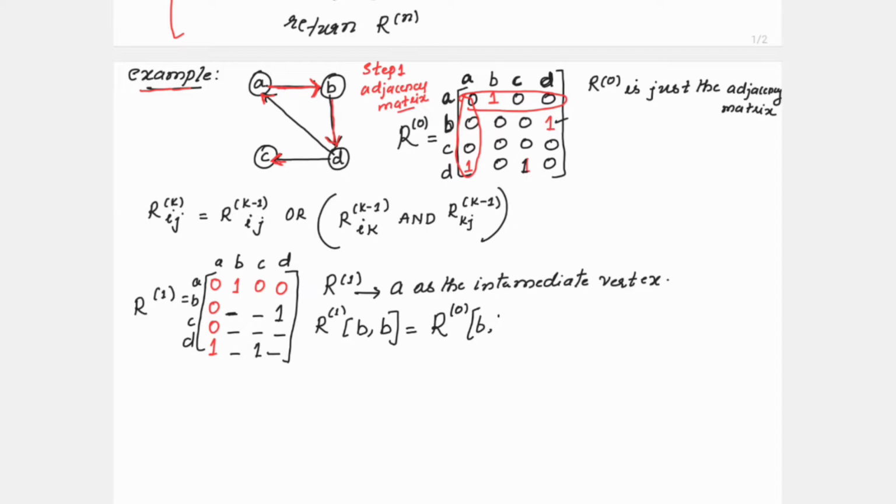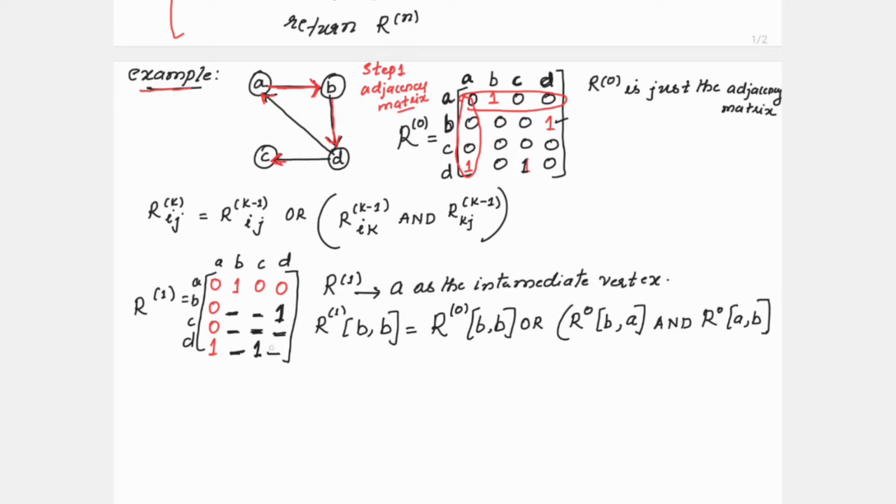There you check the value for B to B, perform the logical OR operation, and from the previous matrix R0 you have to compute B comma A, logical ANDed with R0 A comma B. So here we need to find R1 B comma B, R1 B comma C, R1 C comma B, R1 C comma C, and for R1 C comma D, for R1 D comma B, and for R1 D comma D. These two are already ones.